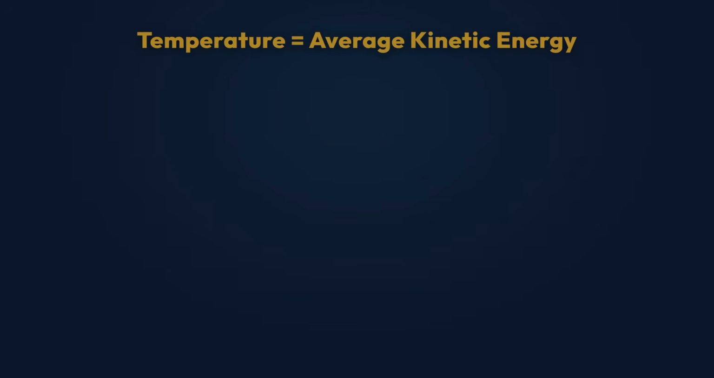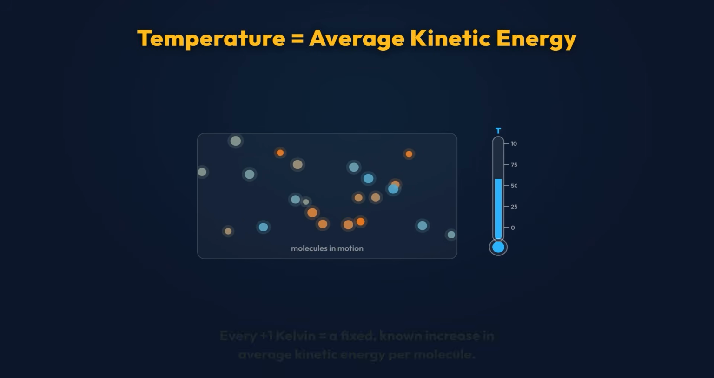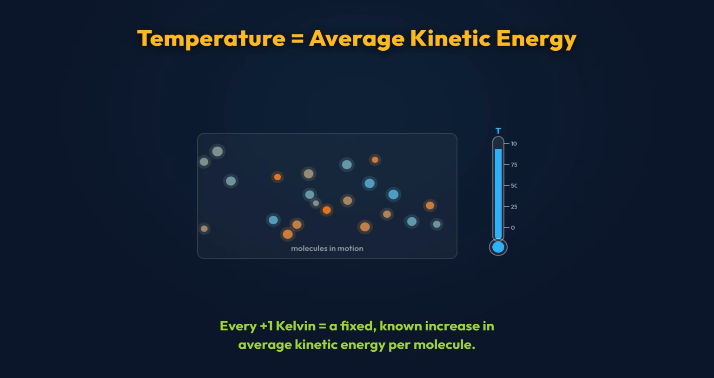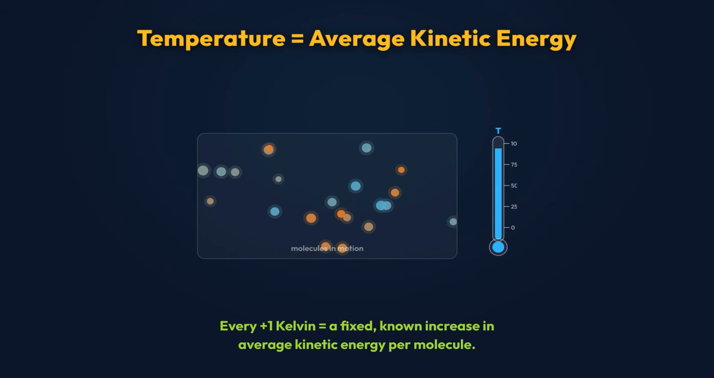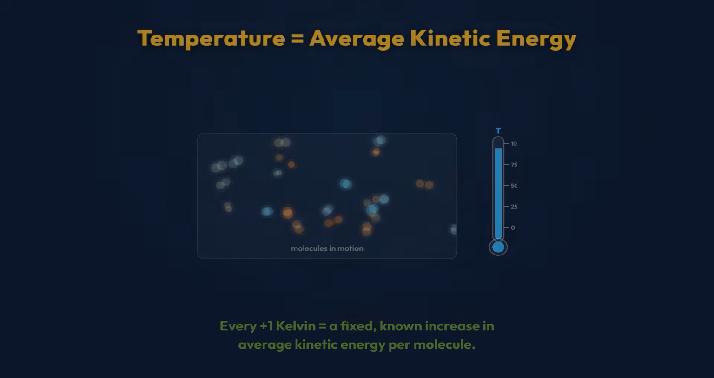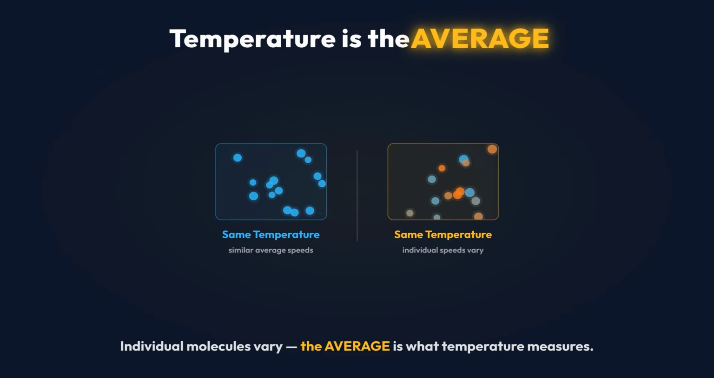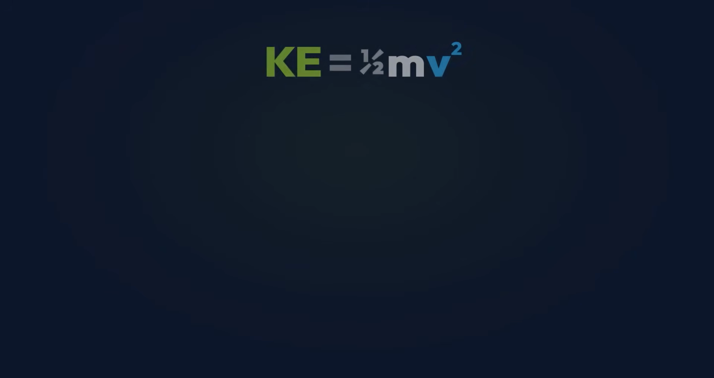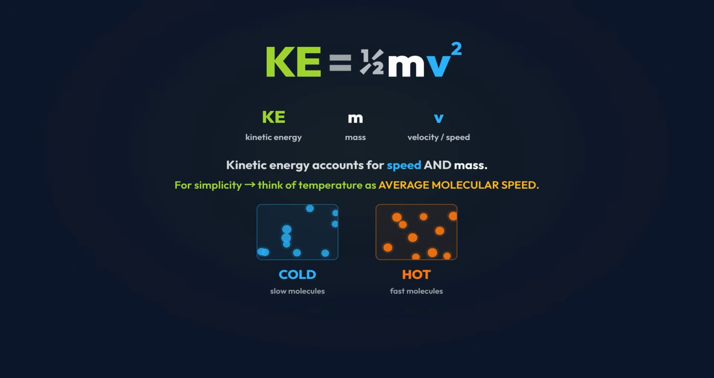Okay, now that we had a temperature scale that measures actual molecular motion, also known as kinetic energy, we could say every increase in a unit of Kelvin represents a fixed and known increase in average kinetic energy per molecule. And this is really, really important to understand. Temperature is based on the average kinetic energy per molecule in the system. Or said another way, hotter temperature means faster molecules.